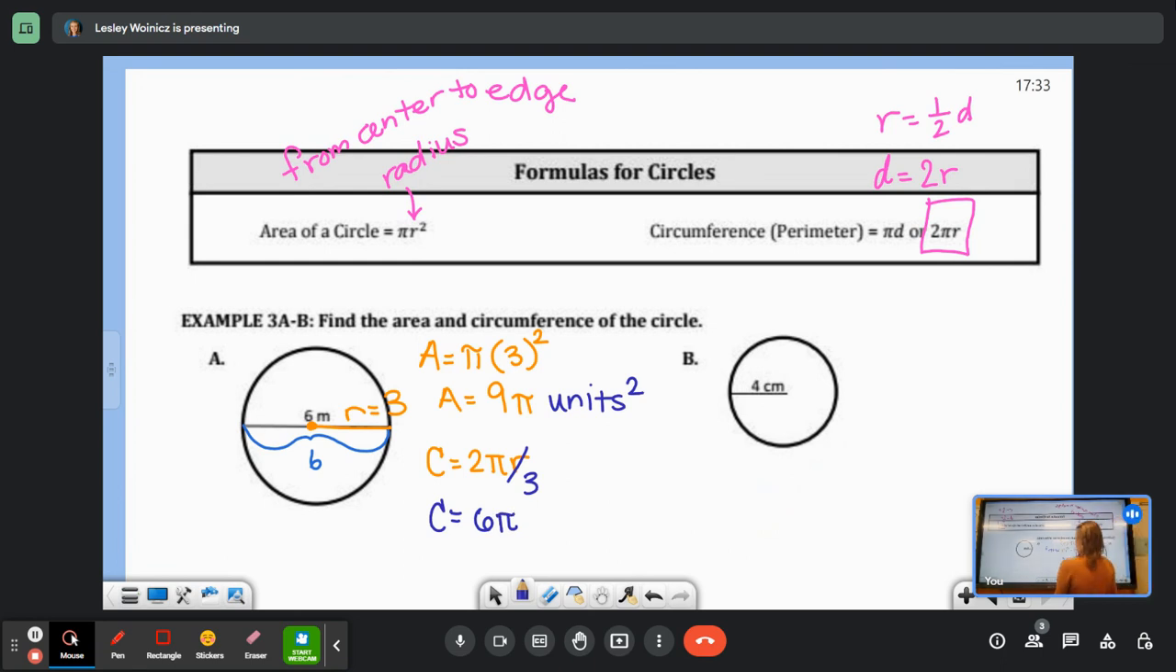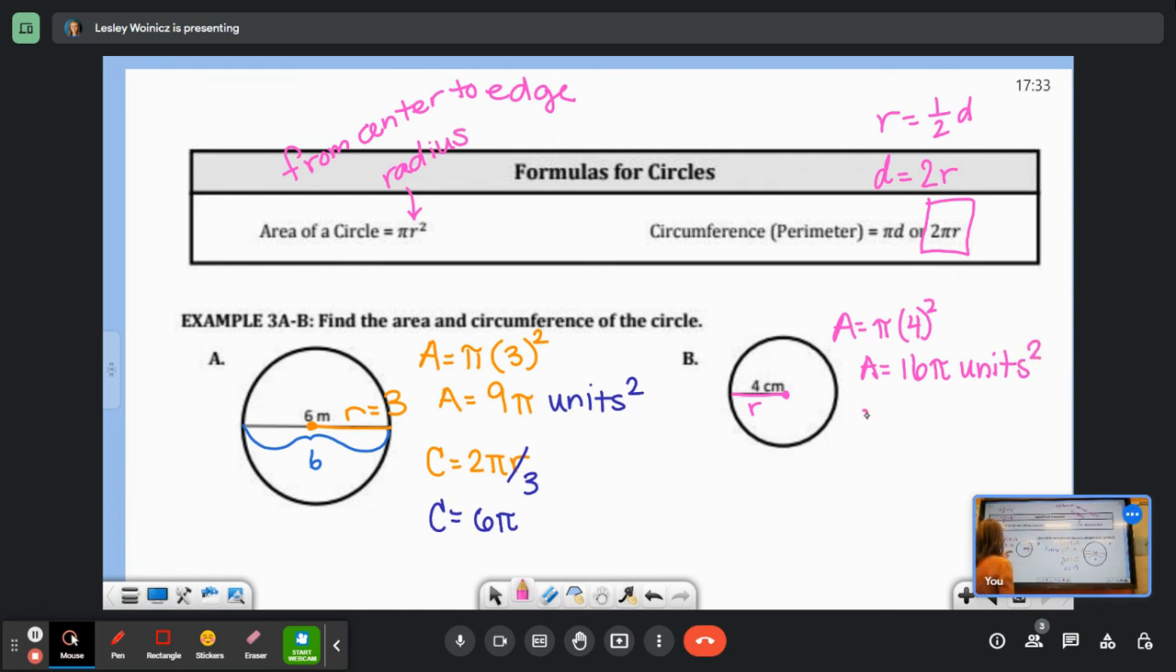All right, let's try another one. Here we're given from the center to the edge is 4. So that's our r. Our area equals pi times r squared. 4 squared is 16. So our area equals 16 pi units squared.